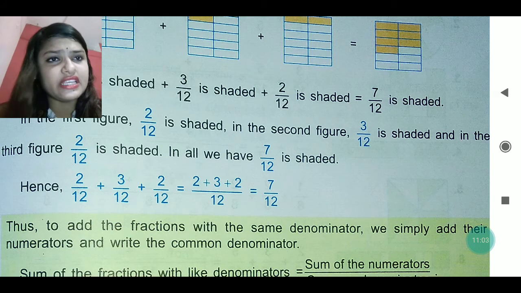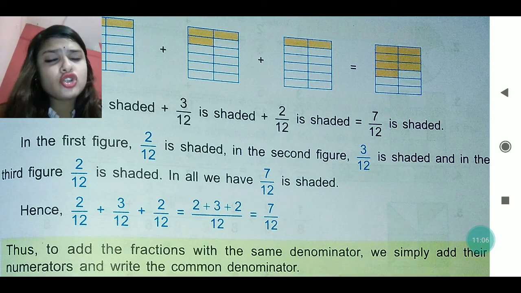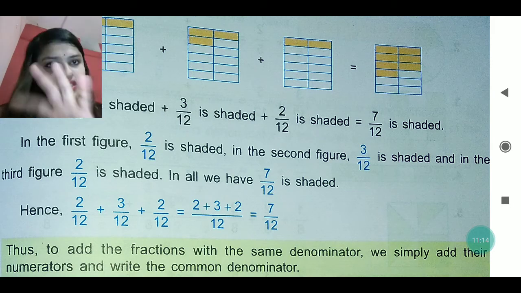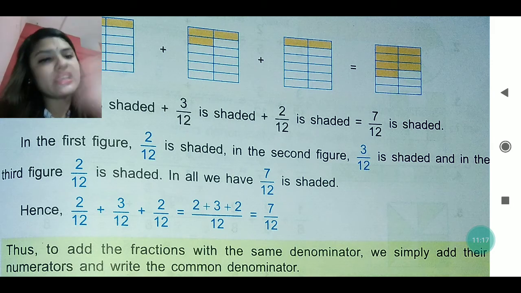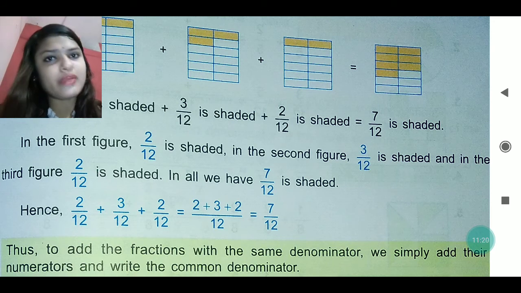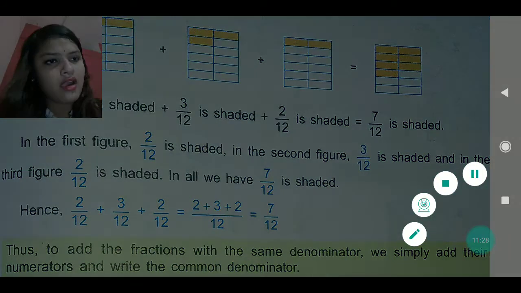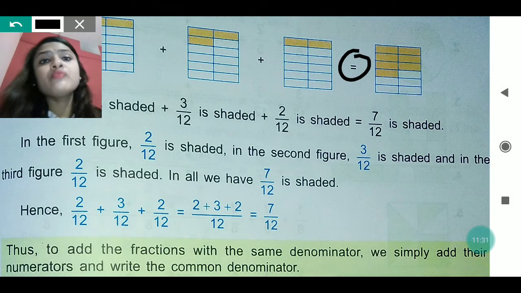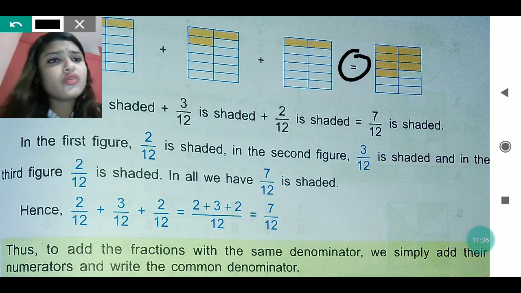But here, my dear, you can see only 3 are being added. That is 2 by 12 added, 3 by 12 added, and 2 by 12 added. We are not adding here 7 by 12, because 7 by 12 is the total of the rest all 3. I was adding that 7 by 12, but you don't add that. If you add that, then you will get 14 by 12. But you don't have to add it, because you can see here equal to sign is there. So it means that by adding the rest 3, we have got 7 by 12. So what we have done? We have done nothing. Common we have taken 12, and rest upside we have written 7.